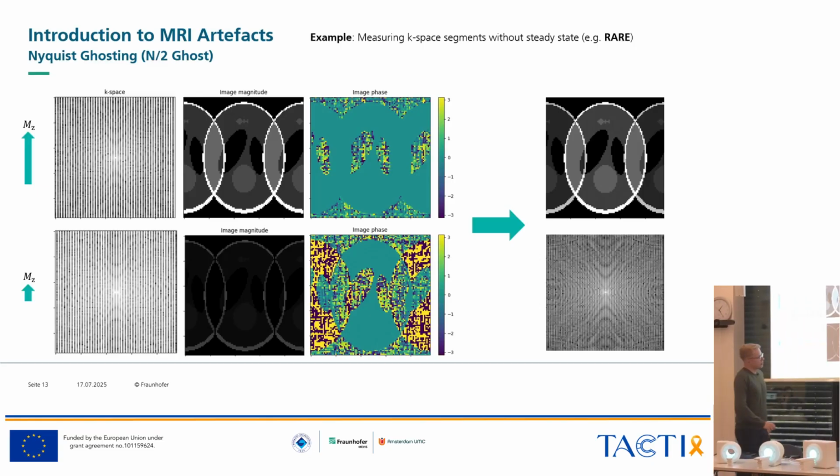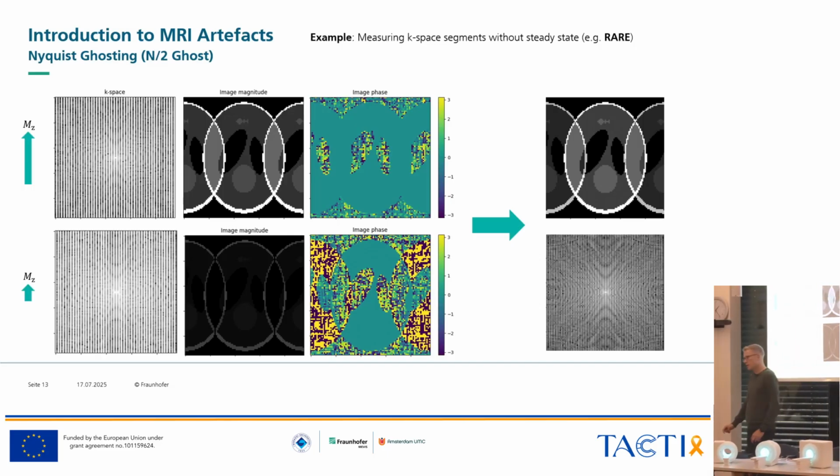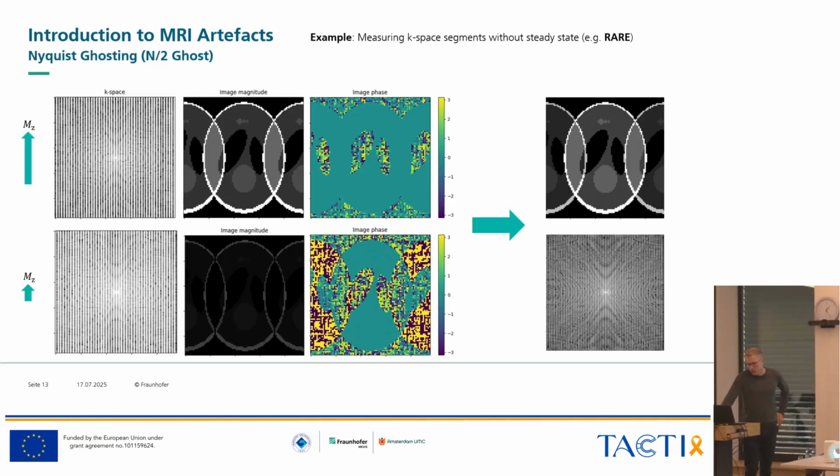And you could also directly see from this K-space data set that there is some intensity fluctuation between even and odd lines, and this is why you get the ghosting in those images basically.